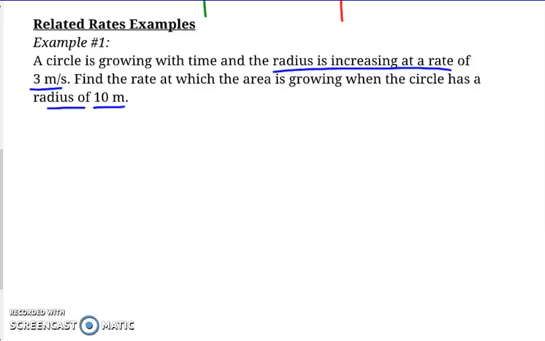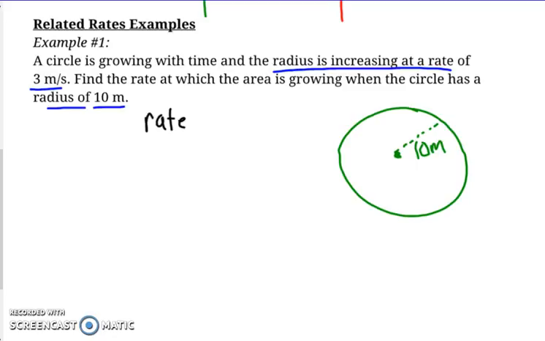Okay. First thing we're going to do is draw a picture. We are talking about a circle. They tell us the radius is growing at a rate of 3 meters per second, and they want us to find the rate at which the area is growing when the radius is 10 meters. So what we're trying to find is the rate of change of the area.